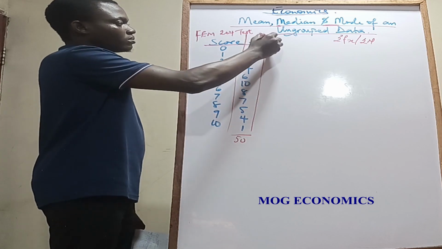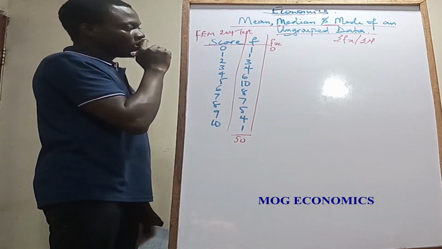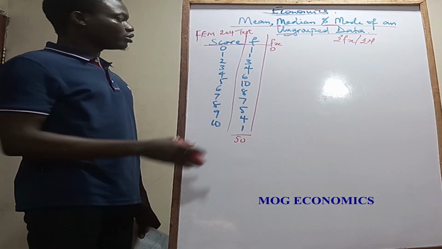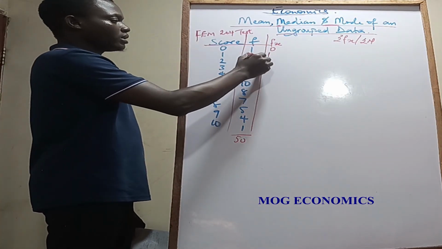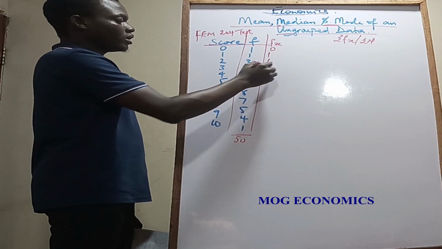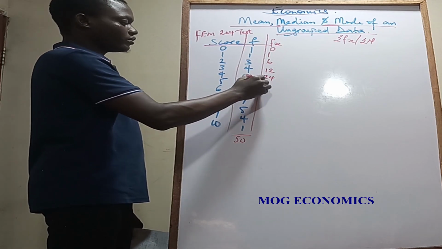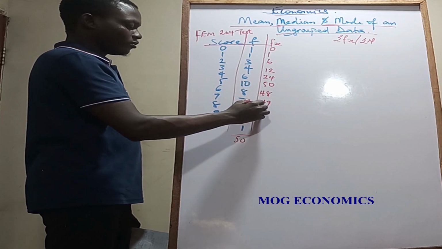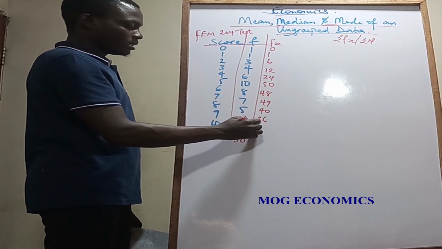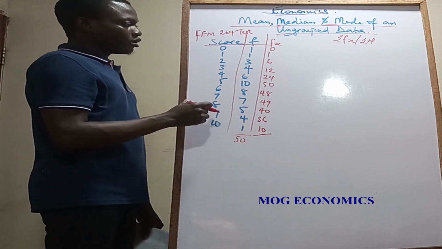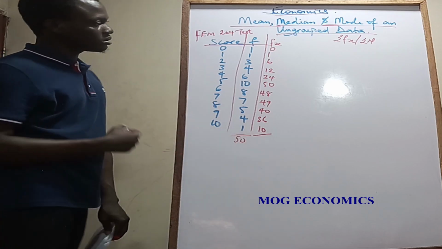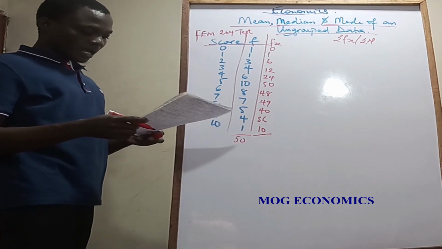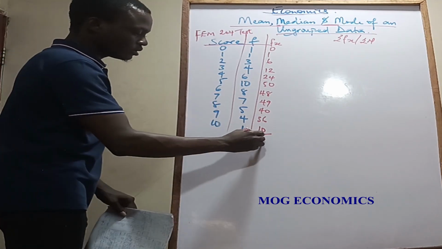So for fx, the test is actually out of 10 marks, right? And then you see the distribution. 1 times 1 is 1, 2 times 3 is 6, 3 times 4 is 12, 4 times 6 is 24, 5 times 10 is 50, 6 times 8 is 48, 7 times 7 is 49, and so on. We add the whole thing up, and we are going to get 276.